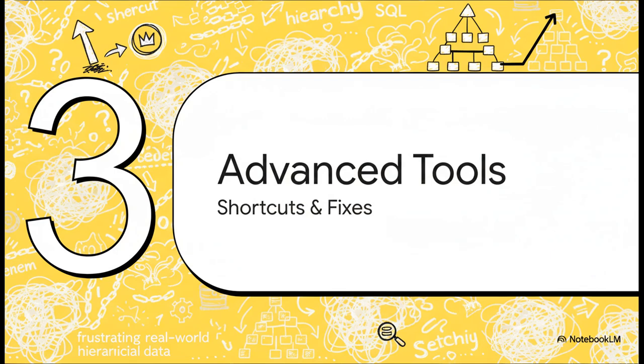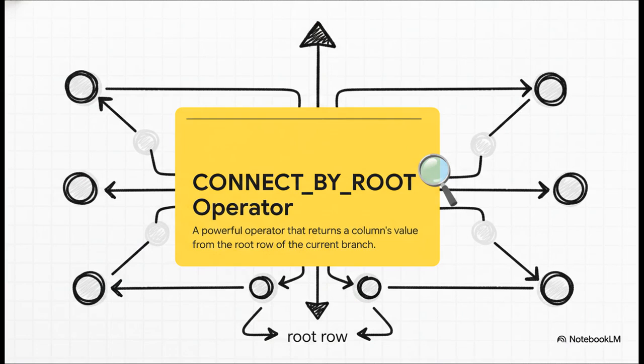All right, we've covered the fundamentals of walking the tree and getting context. Now let's level up and look at some more advanced tools. We'll check out a powerful shortcut, and then we're going to tackle one of the most frustrating problems you'll hit when you're dealing with messy, real-world hierarchical data. First up is the CONNECT_BY_ROOT operator. And trust me, this one is a total game changer.